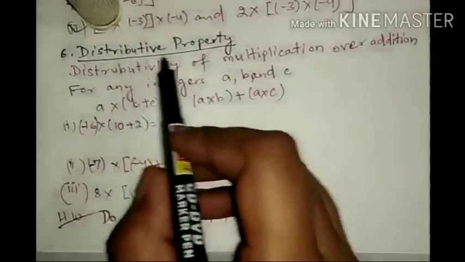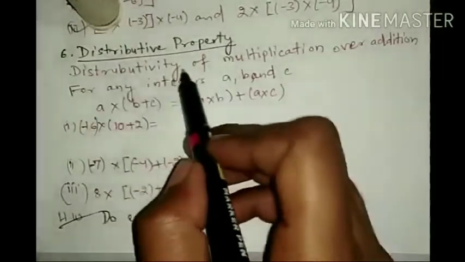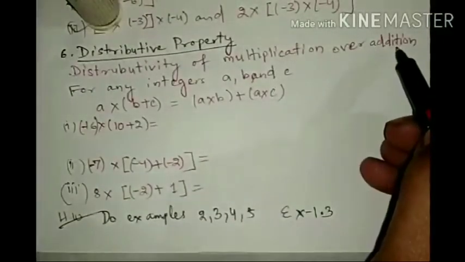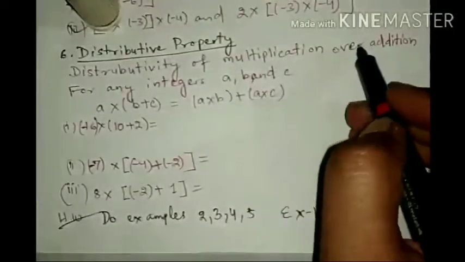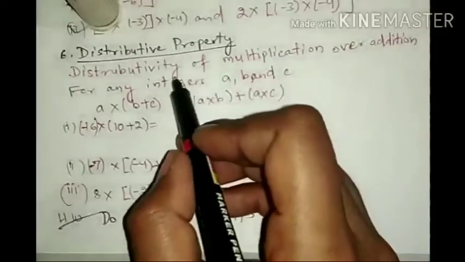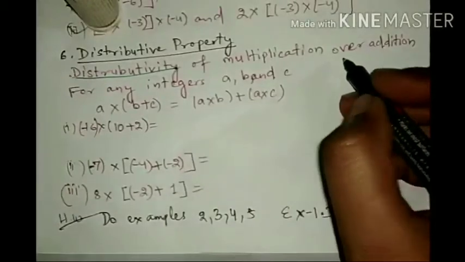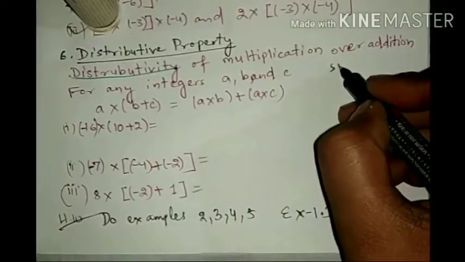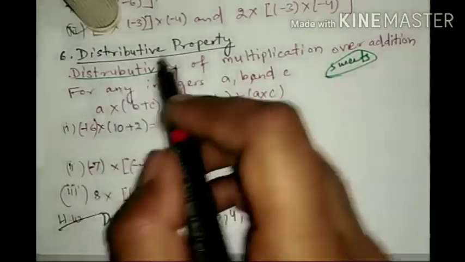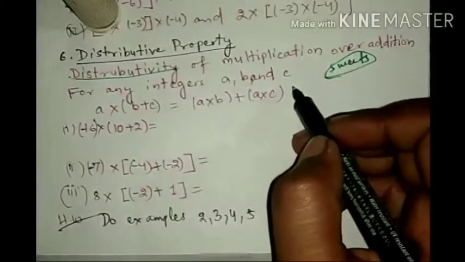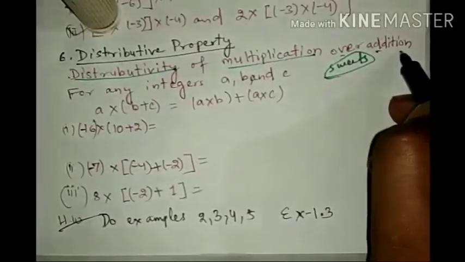Next, number 6, distributive property. Distributivity of multiplication over addition. What is the distributive property? Distributive of multiplication over addition. We are distributing. Distributing means what? Like at home, mother is distributing sweets among children. Like that books are distributed among students. Like that your multiplication is distributed over addition.